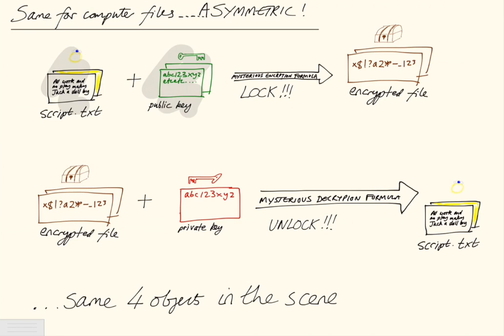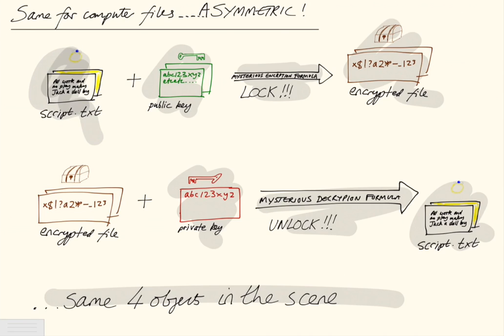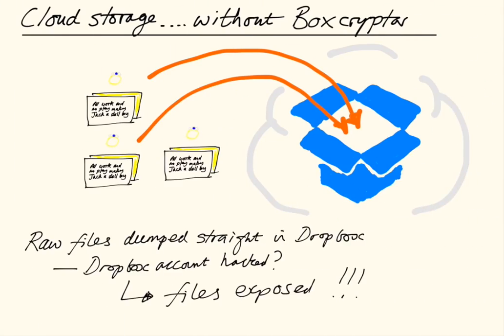So we're turning the public key in that chest to lock it up, i.e. using the encryption formula. That basically creates our secure locked file. And then to unlock it, we're going to use the private key, pass it through the decryption formula, and retrieve our original content. So we have four objects in the scene. We have the precious script, the public key, the private key, and the treasure chest that stores the actual secret content. So that's asymmetric and symmetric encryption.